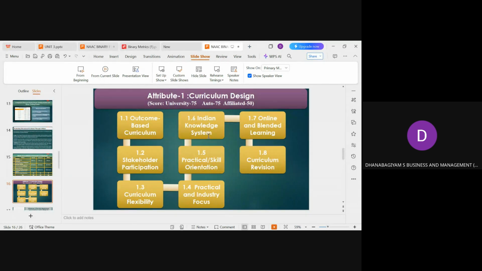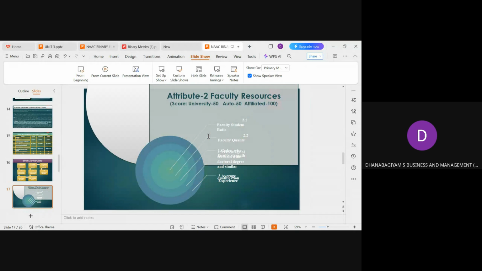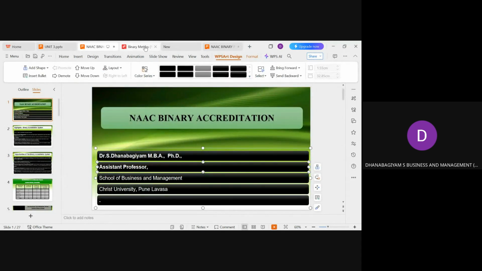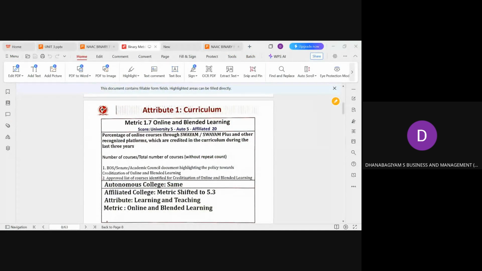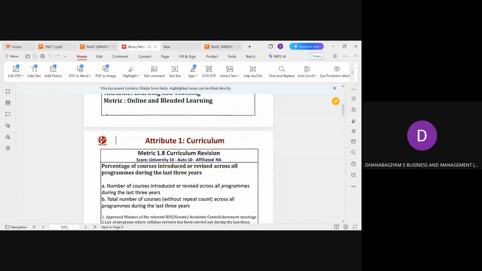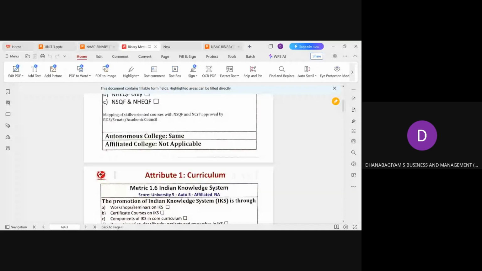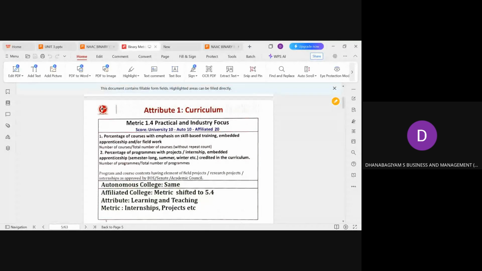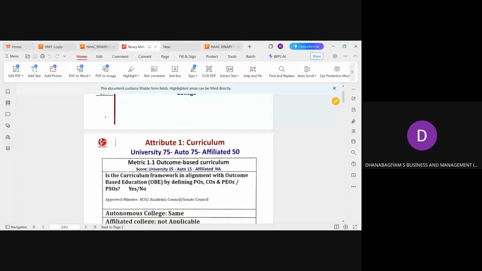And then next, once we design, one minute, I will show one more file. So here you will get a clearer understanding related to the binary metrics according to the NAAC format. I will show you the other PPT, related with criterion 1, that is attribute 1. This will give you more understanding related with criterion 1.